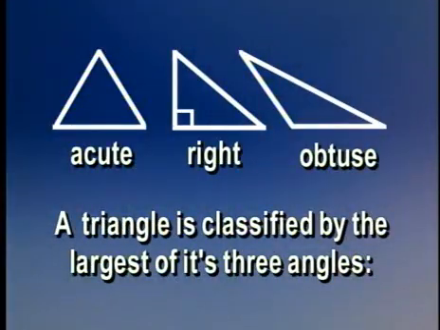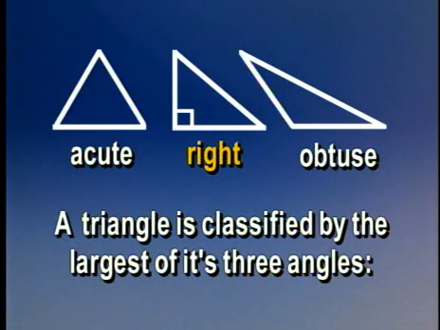Now, we can classify triangles, these three-sided shapes, by their angles, for example. Here are three triangles that can be classified by the largest of the three angles in the triangle. On the left, we have an acute triangle. That would mean that all three angles are acute. The largest angle, therefore, would be acute. The second triangle is called a right triangle. The right triangle has the largest angle that is 90 degrees.